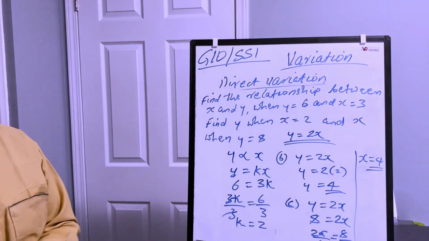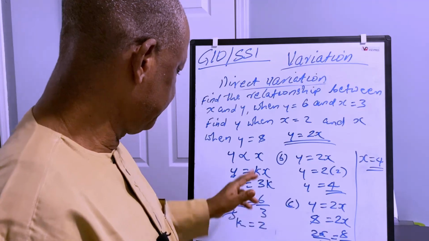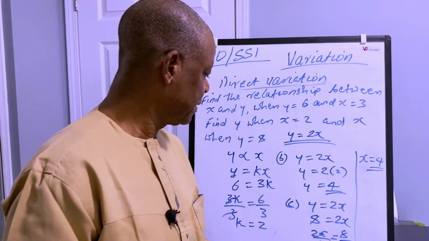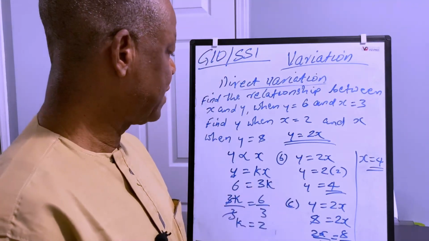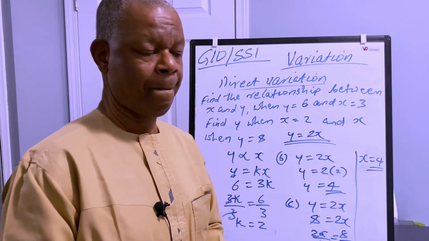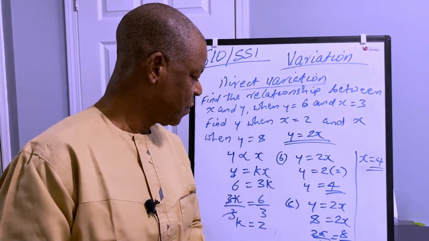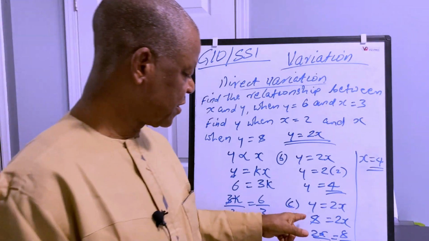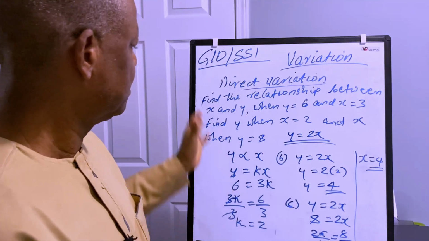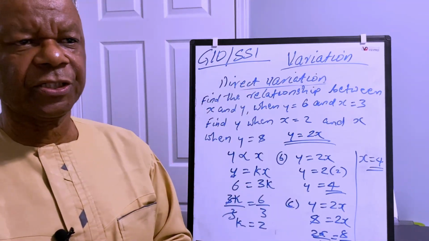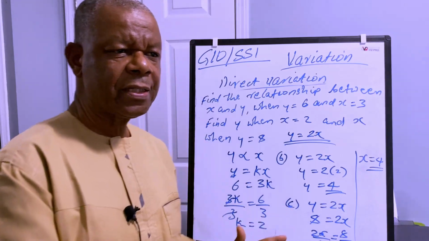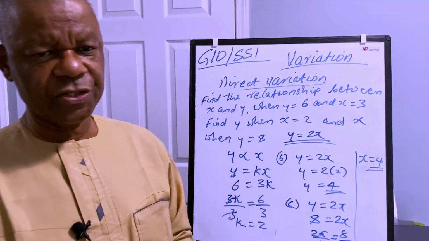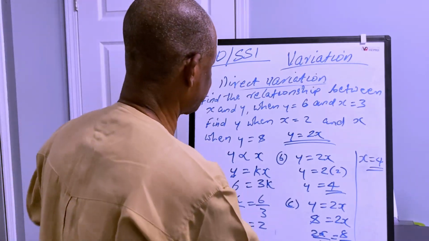Here we have been able to find the relationship between x and y. That gave us this, and we now find y when x is given as 2. Thereafter, we find x when y is given as 8. This is our direct variation. Like I said, when the two variables are moving together, when one is increasing, the other one will be increasing. We call it direct variation.